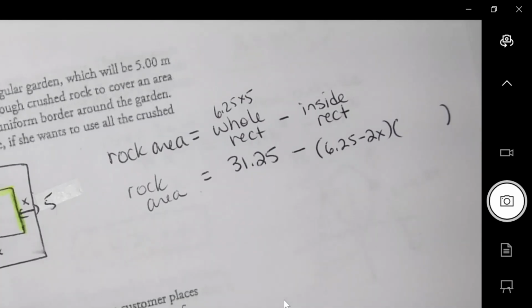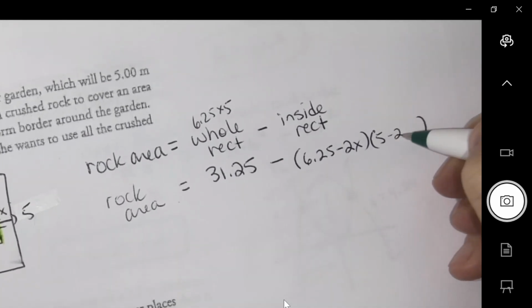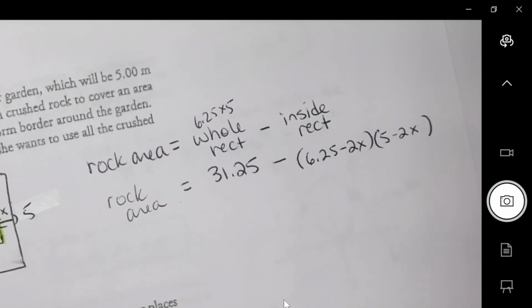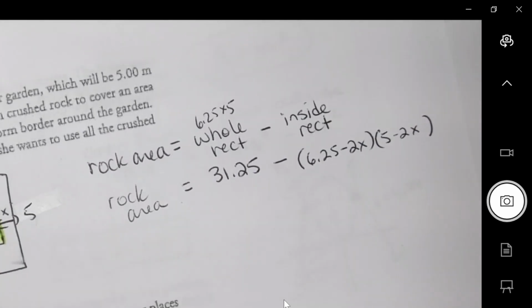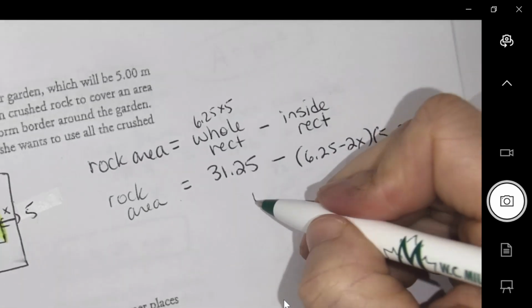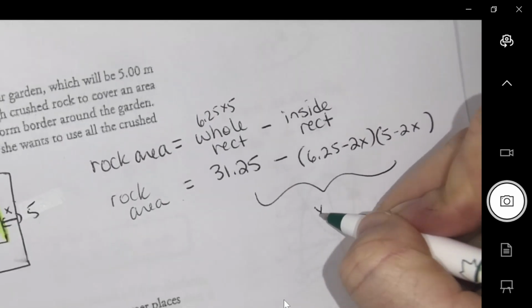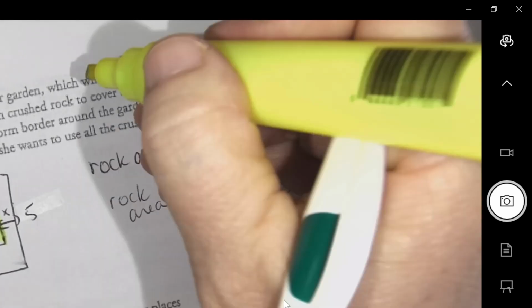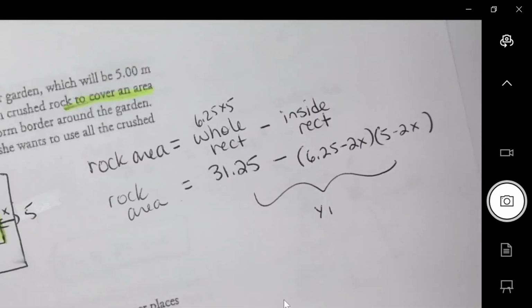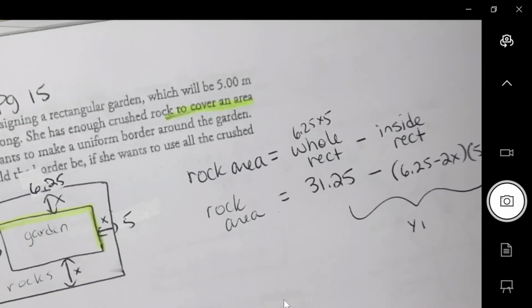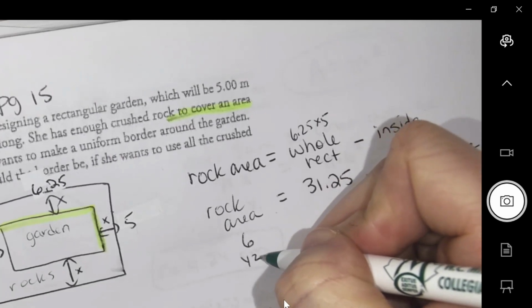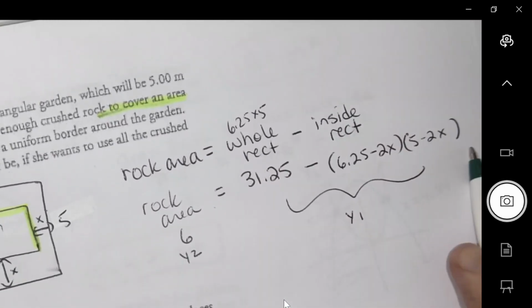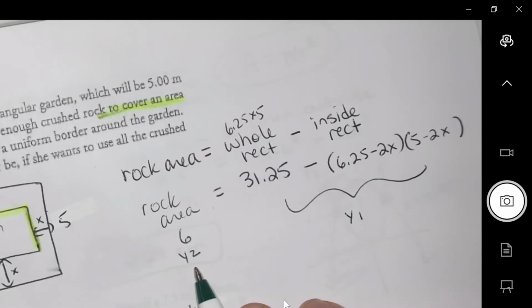Okay, same idea, right? 5 minus 2x. Okay? If you were in pre-calculus, we could do all kinds of things here, but I'm going to type this in, and I want my rock area to be exactly 6. So I will type this in as a parabola, and then I'm going to figure out where it hits 6.